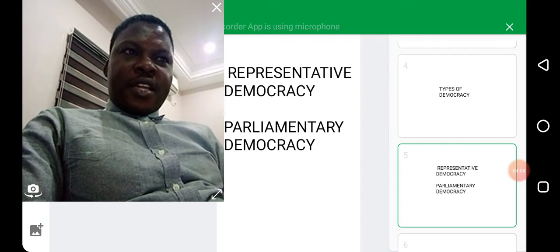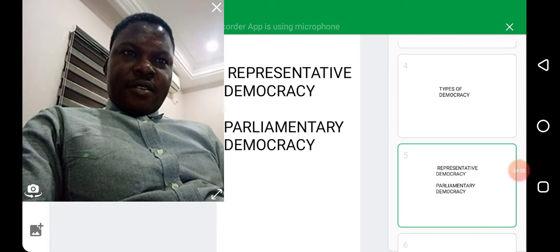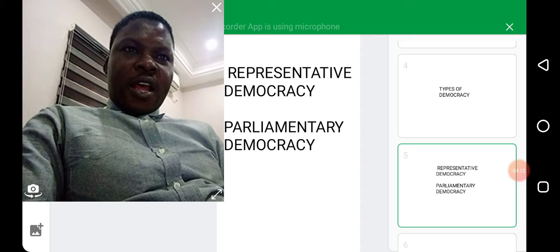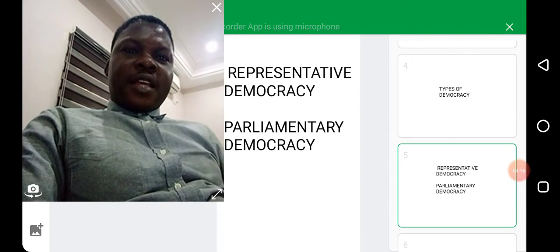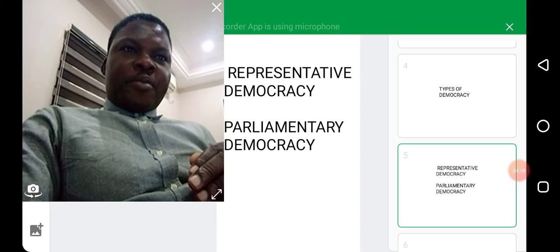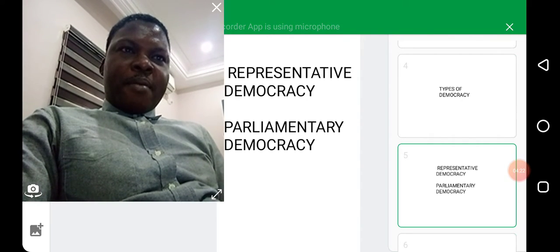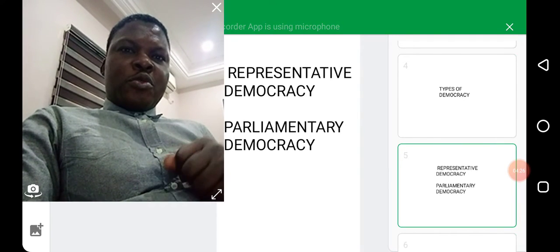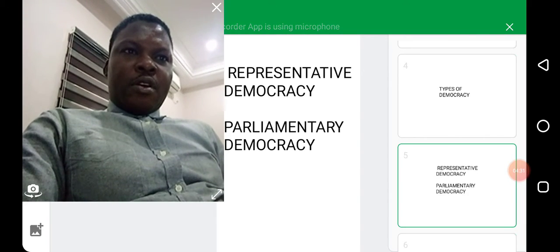The judicial branch is headed by a monarch. In this case, the monarch in the United Kingdom is the Queen. So the United Kingdom is a very good example of parliamentary democracy, where you have those two houses, the House of Commons and the House of Lords.